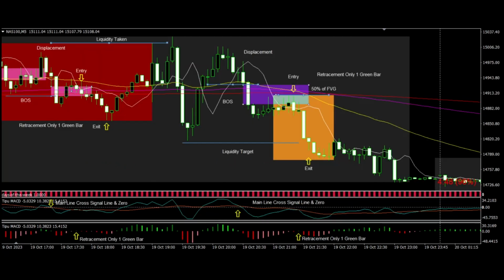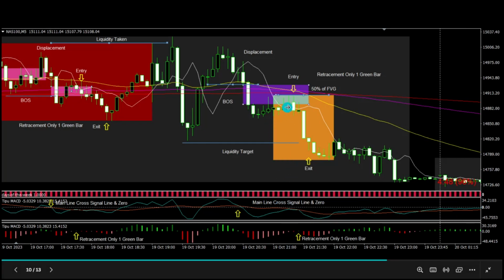That same day, after New York lunch, another setup happens. You see a displacement to the downside after liquidity was taken. Price crossed the signal line and the zero line. And this is where we have to pay attention. This retracement back into this fair value gap doesn't reach the 50%. And there is one green bar.